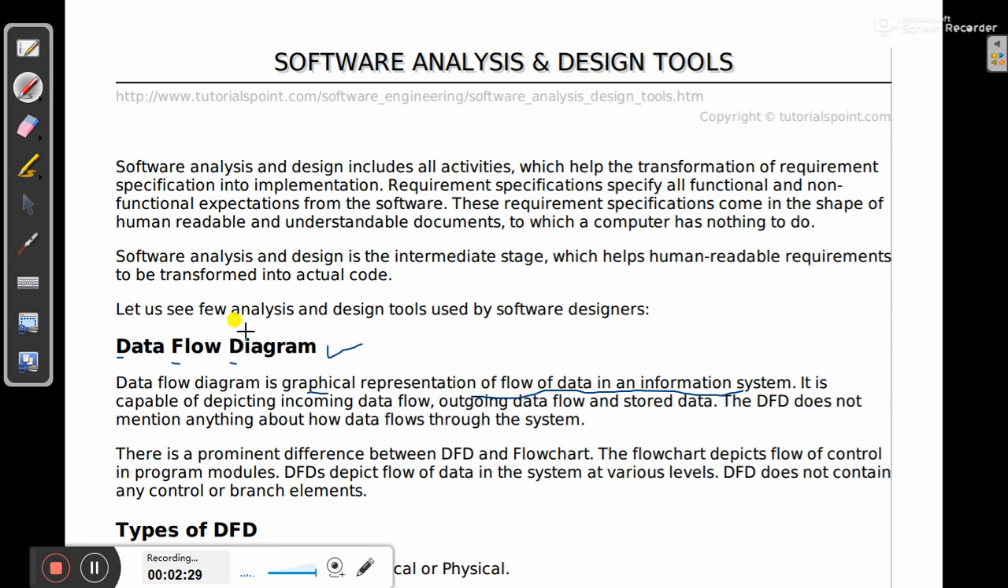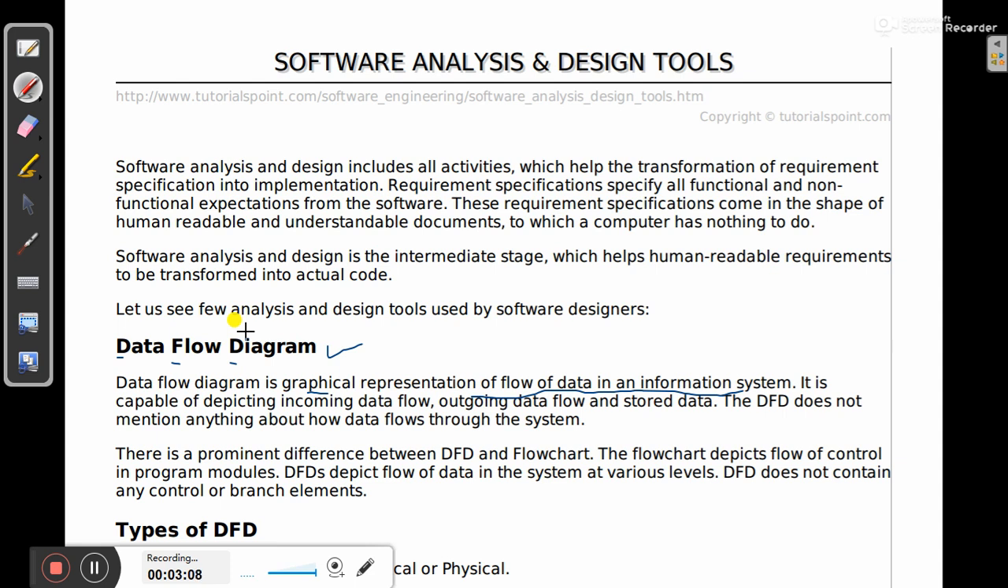So to describe how the information is flowing in the information system, or how it is going to flow in the information system, to depict that, to show that, we need to draw a data flow diagram. It is capable of depicting incoming data flow, outgoing data flow, and stored data. So the whole diagram will only focus on data, how data is moving across the system.